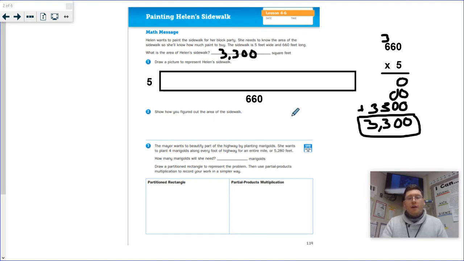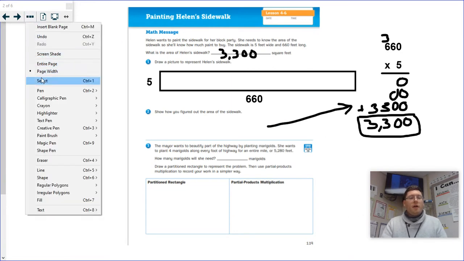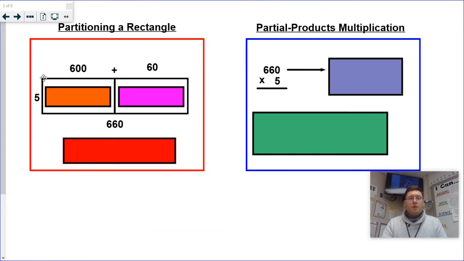Show how you figured out the area. So this is what I did right here. I could just bring all my work, put it right here, and I'm done with that problem. Now let me show you another way of how we could go about doing that. What we just did was standard multiplication, straightforward multiplication with multi-digits. Now I'm going to show you partitioning a rectangle, which we did in lesson 4-3, and partial products multiplication.